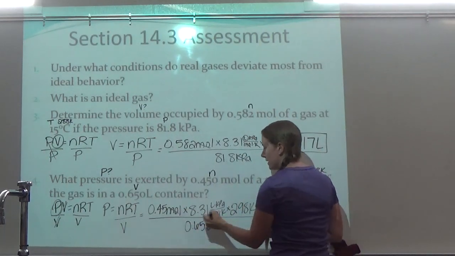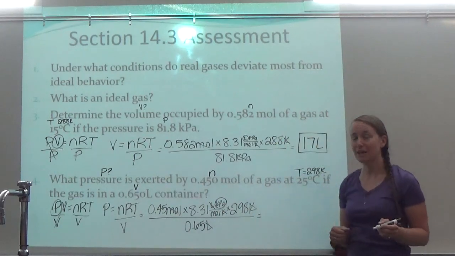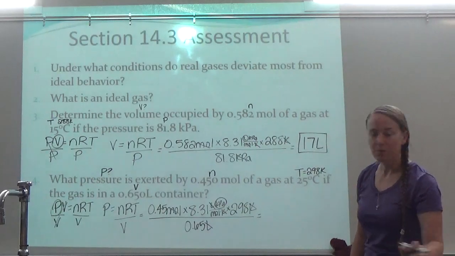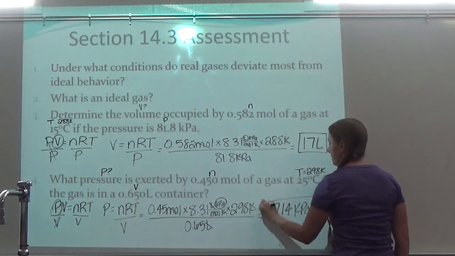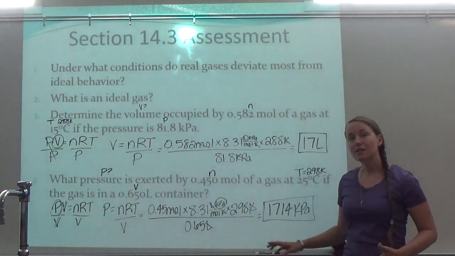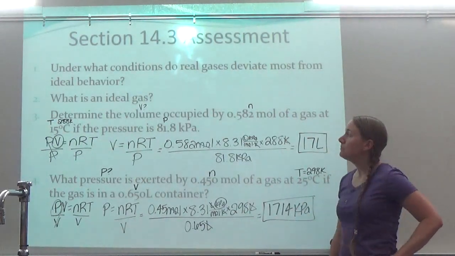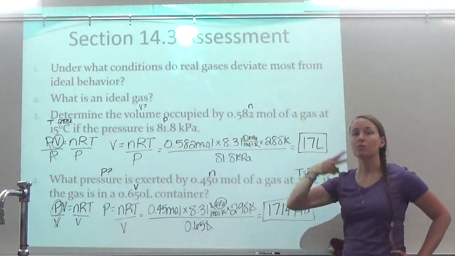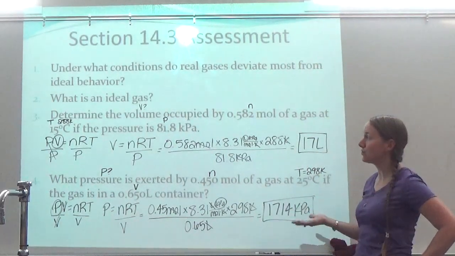So my moles cancel. My Kelvin cancels, my liters cancel, I'm left with kilopascals. So I multiply across the top and divide by my 0.65, and when I do that, I get 1,714, and my unit is kPa because I'm solving for pressure. Alright, so like I said, don't let ideal gas law scare you just because it can have a lot of converting. It doesn't have to. Okay, and so you know you use ideal gas law when you only see one volume, one temperature, one pressure, instead of seeing 2 like you would in Boyle's, Charles's, Gay-Lussac's, or combined gas law.